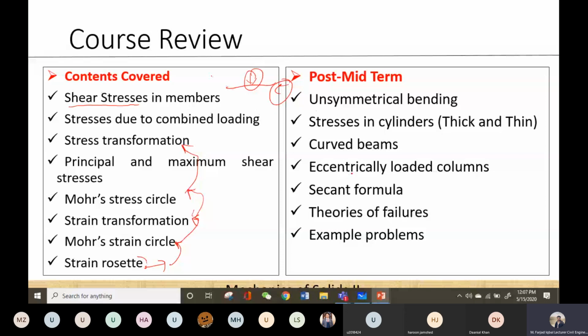The fourth topic is eccentrically loaded columns, for which we will be studying the secant formula to calculate the forces in these kinds of columns. And finally, we will be studying the theories of failure. There are different kinds of theories like von Mises or something like this. That is the last topic for this course.